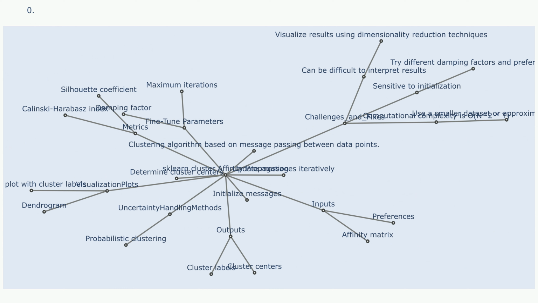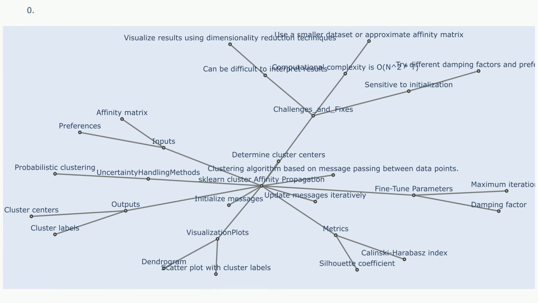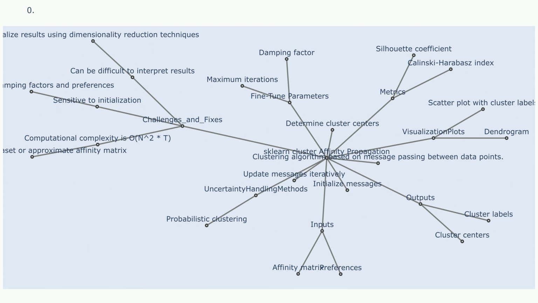Computational complexity is O(n^2 T). Use a smaller dataset or approximate affinity matrix. Consider alternative clustering algorithms for large datasets.